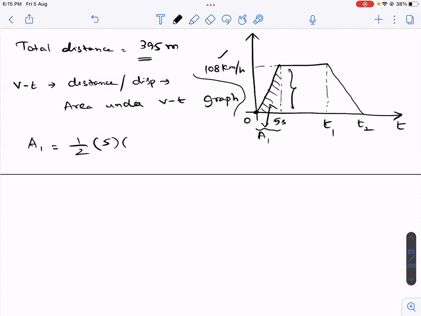So 108 km/h is how many meters per second? It is 108 into... how to convert km/h to meters per second? You should multiply it with 5 by 18. So it gets cancelled like this. It goes 6 times. It will be 30 meters per second.